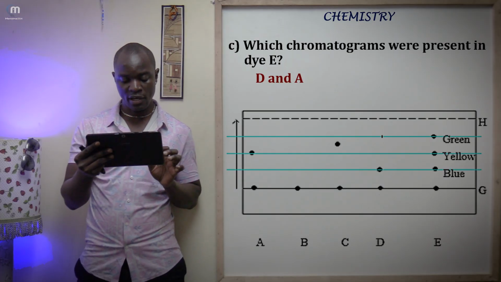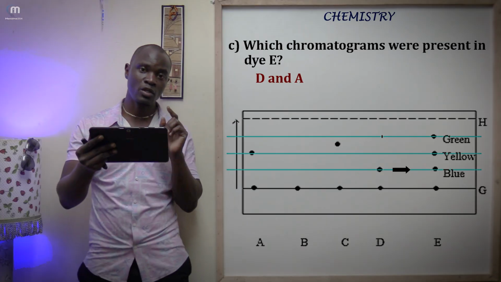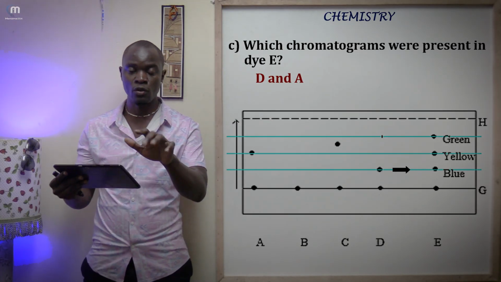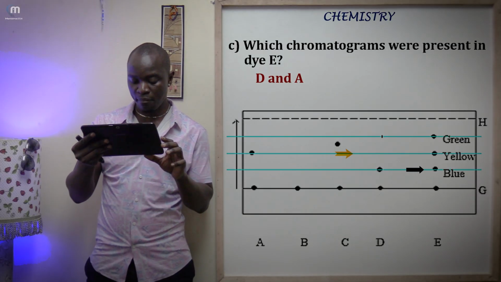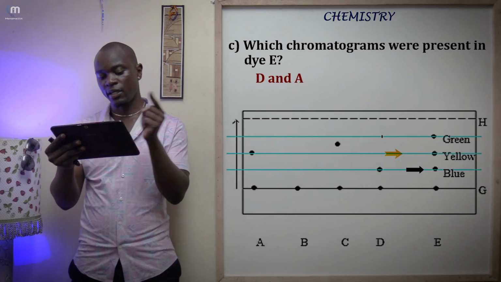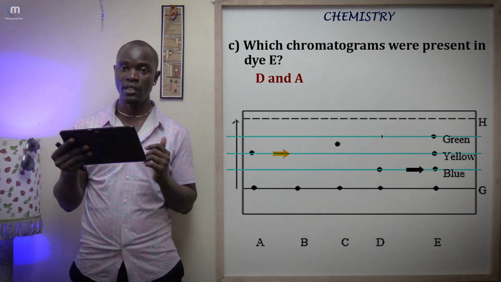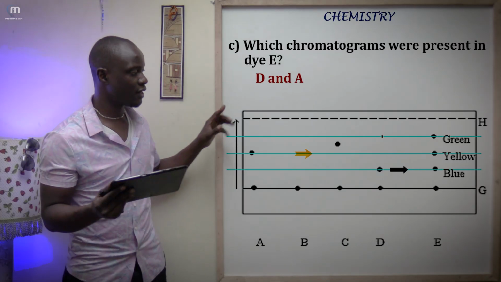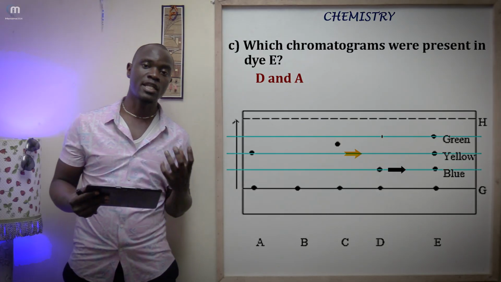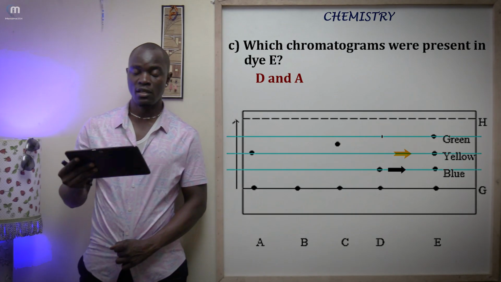So as you can see, we have D, yes. Why D? Because the pigment of D is exactly on the same line with the blue pigment of E. And then the other pigment is A. The pigment of A is exactly in direct line with the yellow pigment of E. So that's why the answer we gave was A and D, because they are on the same line. Since they are on the same line, it means that these chemicals are exactly similar, these colors are exactly similar.